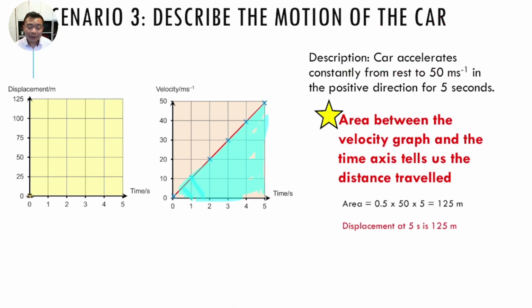So the displacement of the car at 5 seconds is therefore 125 meters. Let's put a mark or coordinate on the displacement time graph. So we have the car at 0 meters at the start, and after 5 seconds, the car is at 125 meters away from the origin.